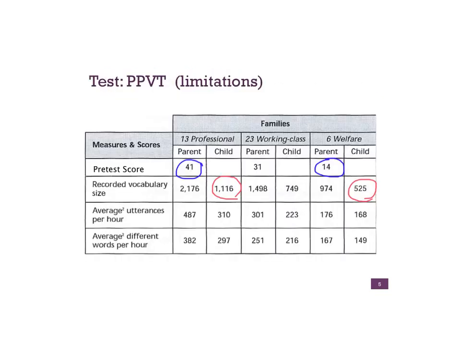This is a very informative slide. In this slide, you can see the number of words, the recorded vocabulary size, that was heard on the recordings. The pre-test score refers to the score on the Peabody Picture Vocabulary Test, or the PPVT. Notice the difference in the discourse patterns. Children in professional families had more than double the expressive and receptive vocabulary than those of the children in poverty.